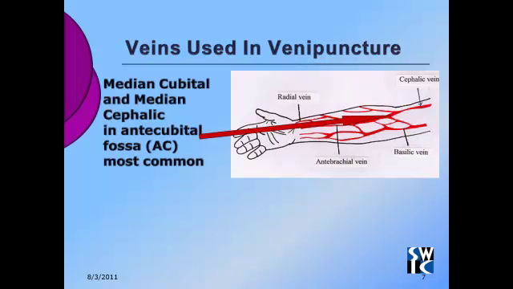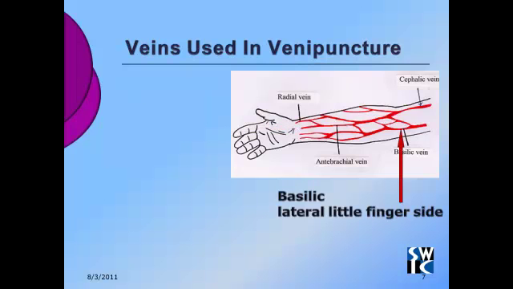The median cubital and median cephalic, found in the antecubital fossa, which is a fancy way of saying the inside of the elbow, are the most common veins used. They are large, run down the center of the arm. The basilic is a large vein which runs down the side of the arm on the same side as the little finger.